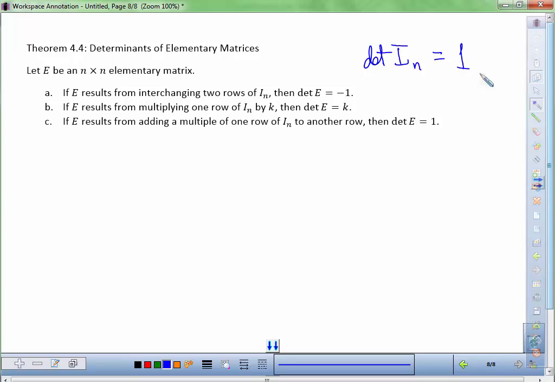So if E is an elementary matrix where you interchange two rows, then the determinant is equal to -1. That's what we were trying to prove earlier, and I couldn't do it, so let's see if we can prove it with an elementary matrix. Let's just do a quick example and see what's going on. Let's do a 3 by 3 just to make things easy.